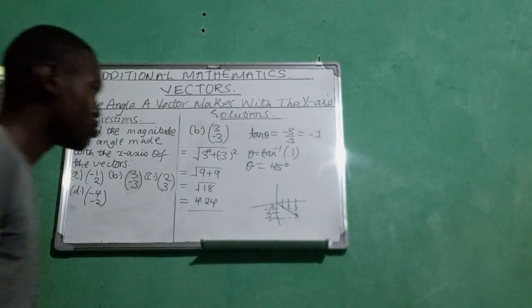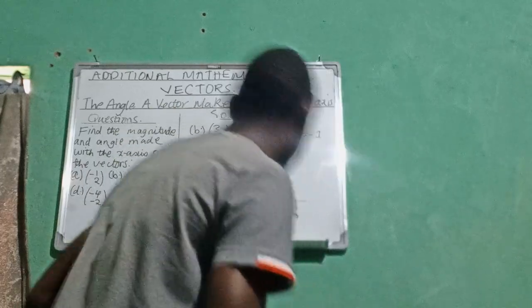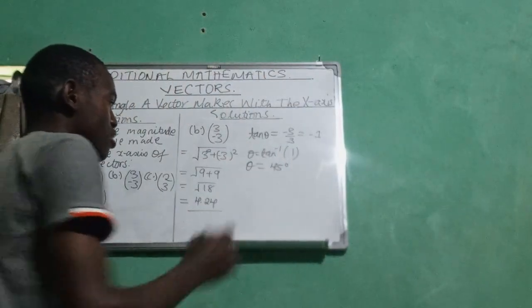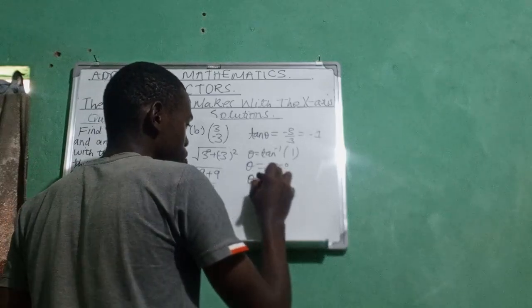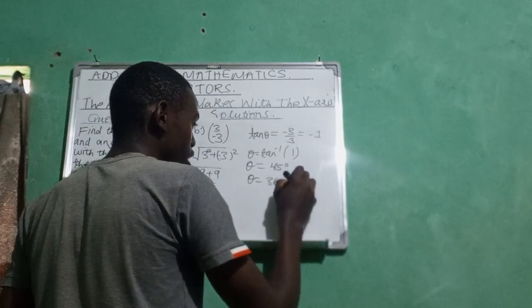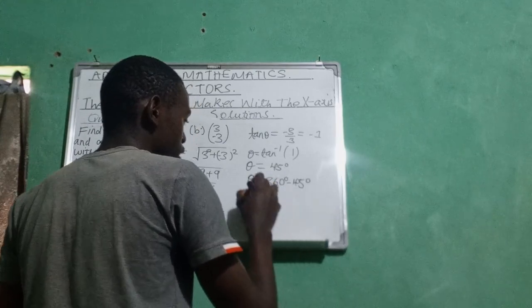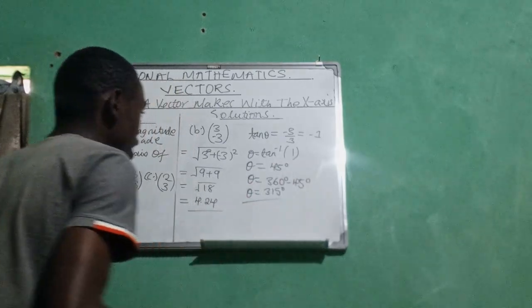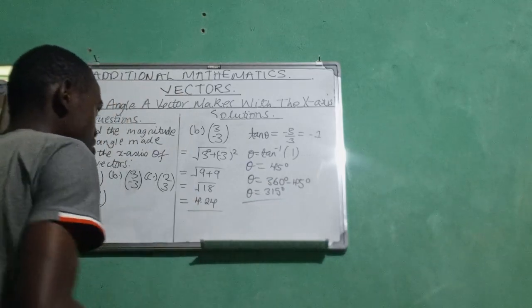It means we are going to say 360 degrees minus 45 degrees. So theta would be equal to 360 degrees minus 45 degrees. Theta is therefore equal to 315 degrees. That's the angle it makes, and that's its magnitude.